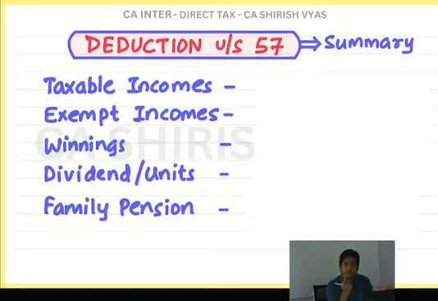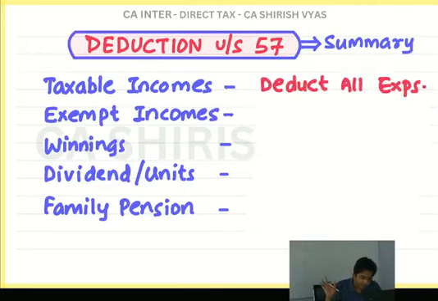Interest on loan, that too maximum 20% of the income. Family pension, standard deduction. Look at this. Look here. Read again. Repeat. Taxable income, deduct all expense. I am hammering all because at one place it's only one. In dividend it's only one thing, no?